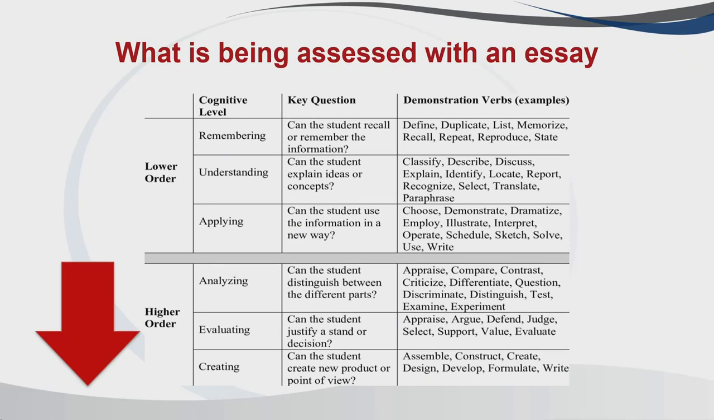Remember that when we are thinking about essay questions, what we are trying to do is assess higher order thinking skills. So what is the difference between higher order thinking skills and lower order thinking skills? Lower order thinking skills involve memorization, while higher order thinking skills requires understanding and application of knowledge. Lower order thinking skills include remembering, understanding, as well as applying. We need lower order thinking skills in order to reach higher order thinking skills.